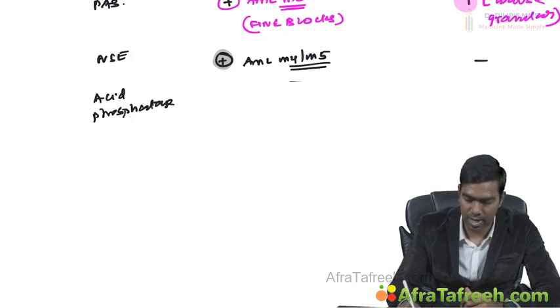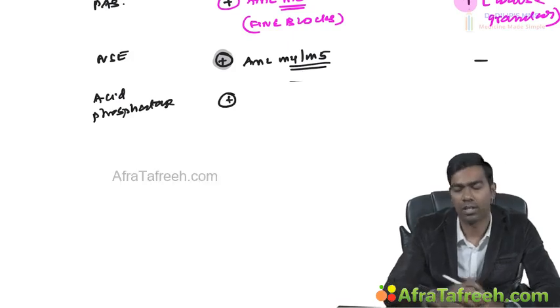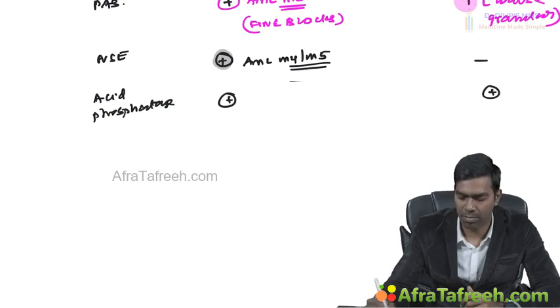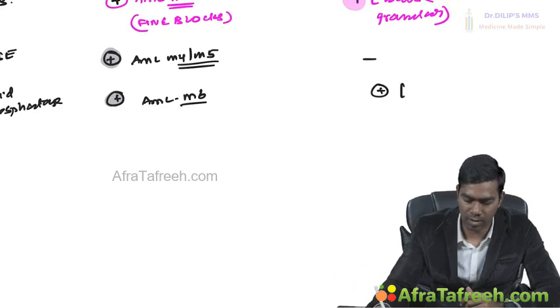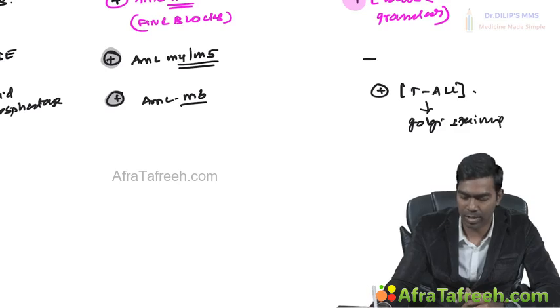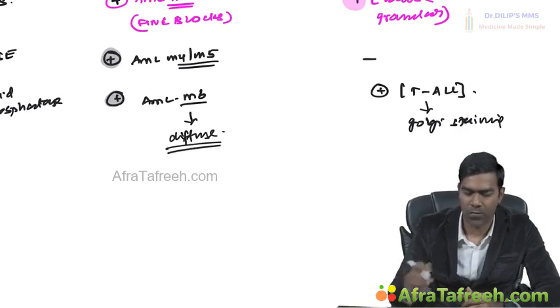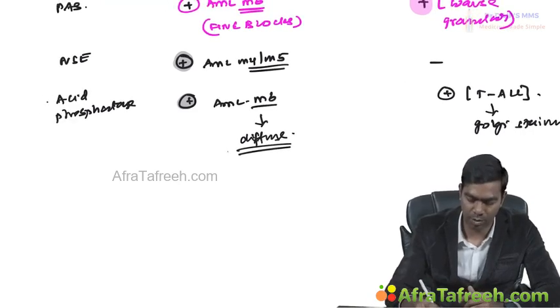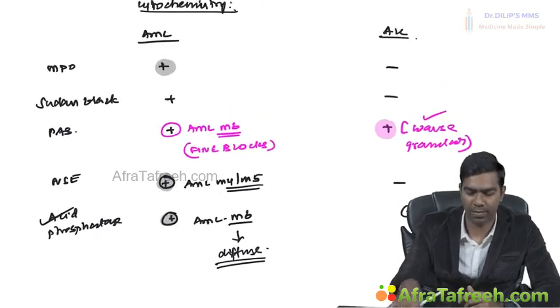Acid phosphatase you will typically see in both AML and ALL. In AML, only one particular type, AML M6, will have acid phosphatase positivity, whereas in ALL only one type, T cell ALL, will have acid phosphatase positivity, and they are going to have Golgi staining. Only the Golgi will be stained here. Here in AML M6 you will have a diffuse staining. Clear? So these are different, but both can show positivity for acid phosphatase in specific subtypes.